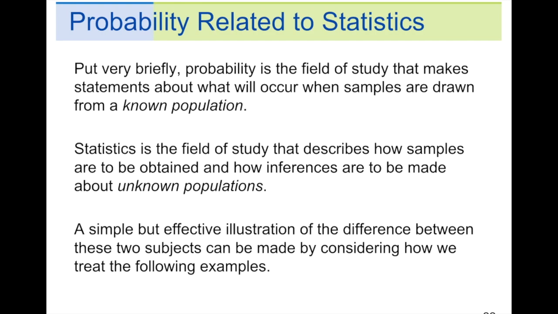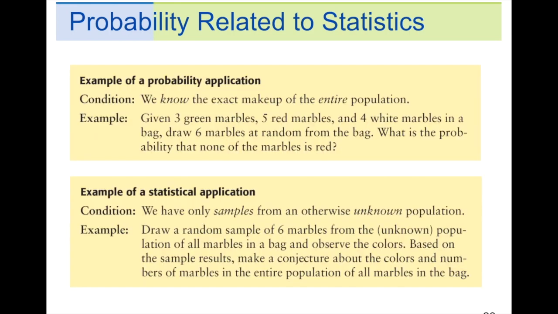Put very briefly, probability is the field of study that makes statements about what will occur when samples are drawn from a known population. Statistics is the field of study that describes how samples are to be obtained and how inferences are to be made about unknown populations. A simple but effective illustration of the difference between these two subjects can be made by considering how we treat the following examples.